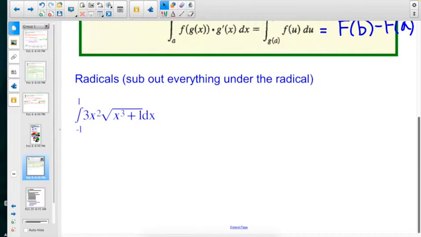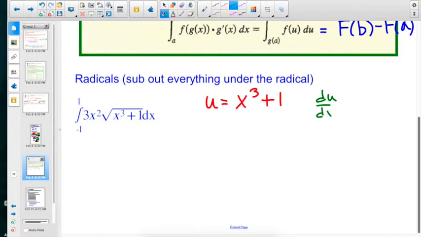So looking at this radical, can you see that we have a function and its derivative? Okay, so what's going to be our u here? Well, not the square root. We're just going to take the stuff in the square root. So we're going to call u x cubed plus 1. Which means du dx is what? Equals 3x squared. Separating our differentials, we get du equals what? 3x squared dx.